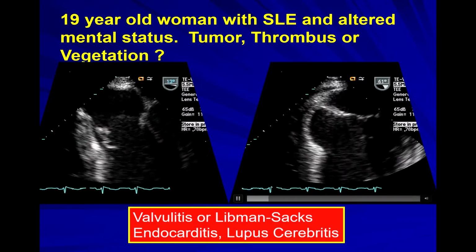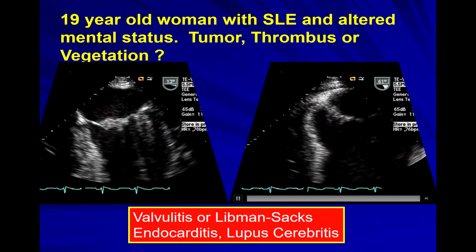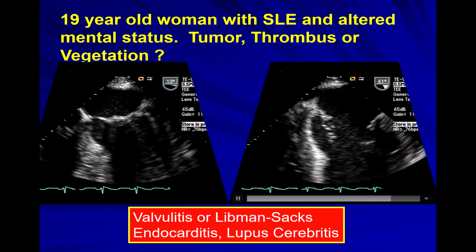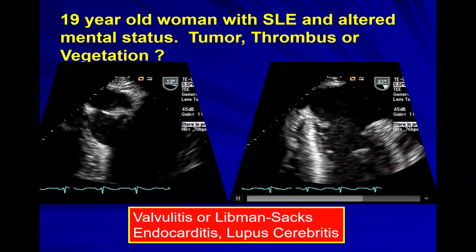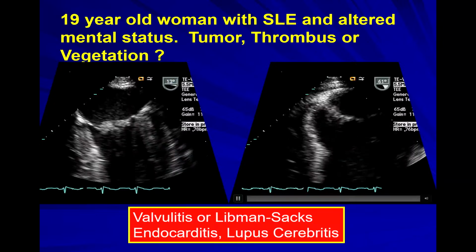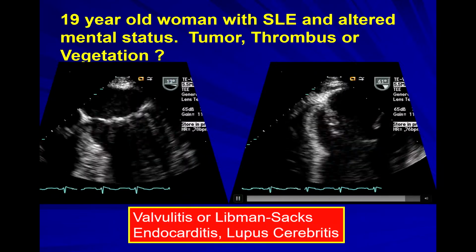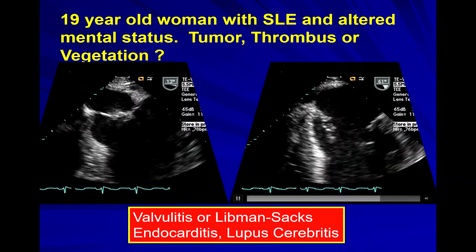It's thick. It's not calcified. It's thick from the tips all the way down to the base. This is a classic example of a valvulitis or a Libman-Sacks endocarditis, and it always occurs when there's a lupus flare, not otherwise, and she was having a really bad lupus flare. She was completely altered. So this is treated with treatment of her lupus, immunosuppressive therapy.